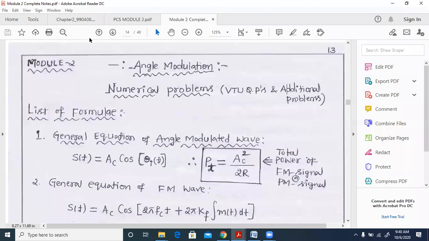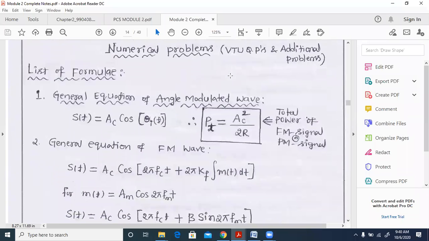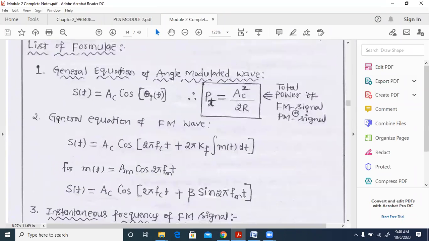So today we'll take up the numerical problems in the phase and frequency modulation. So first we'll list the formulas. First is the general equation of the angle modulated wave, which is written here. s(t) is equal to Ac sine of theta i(t).